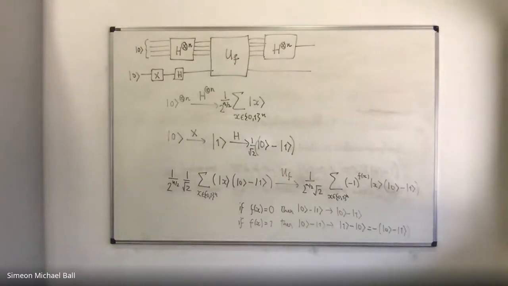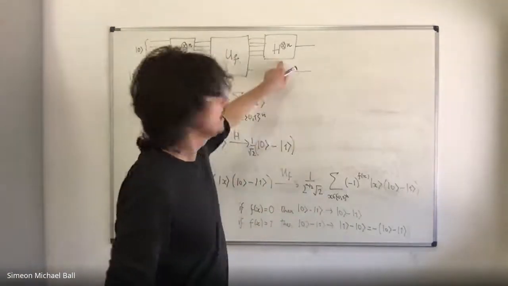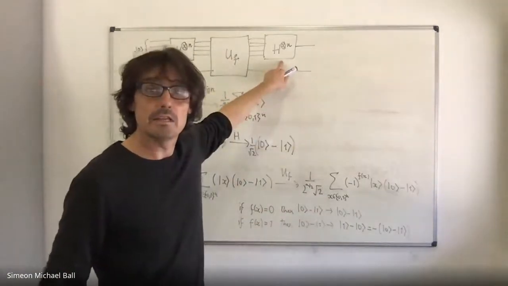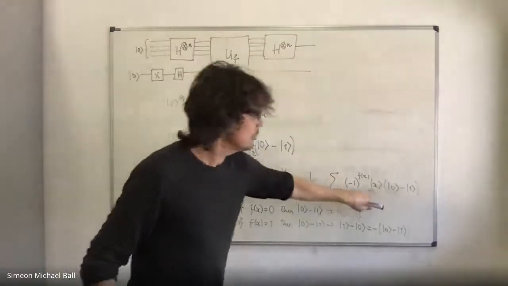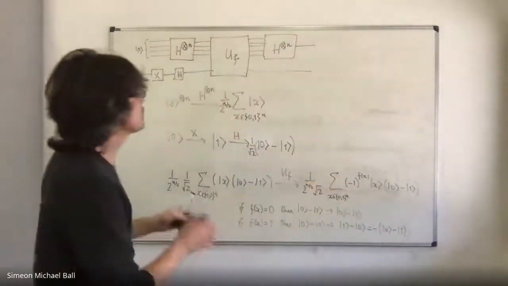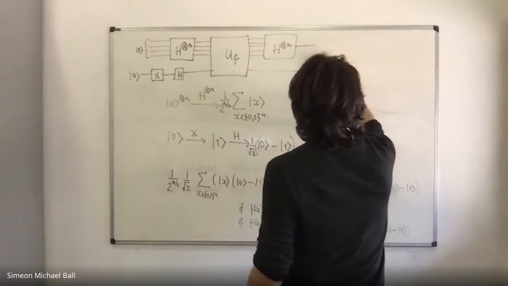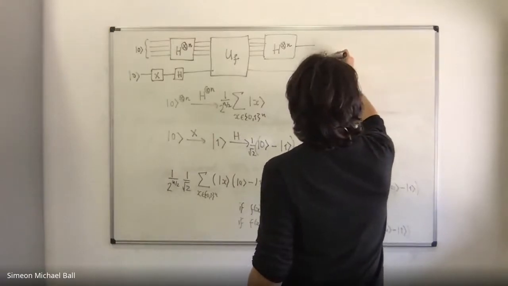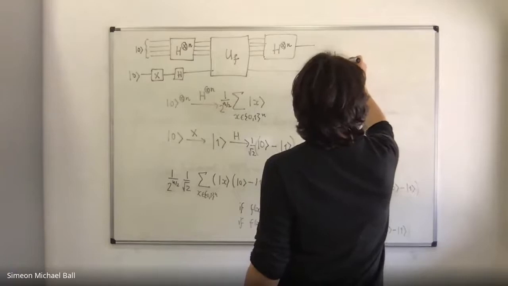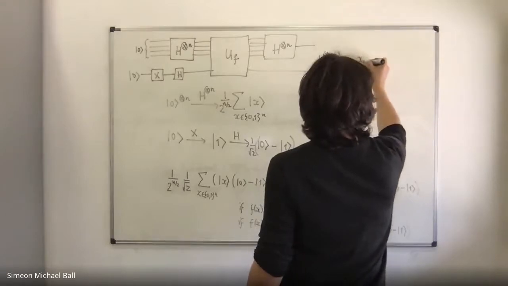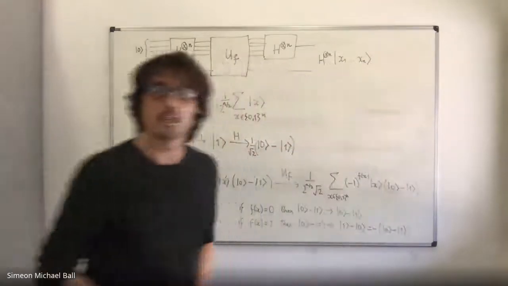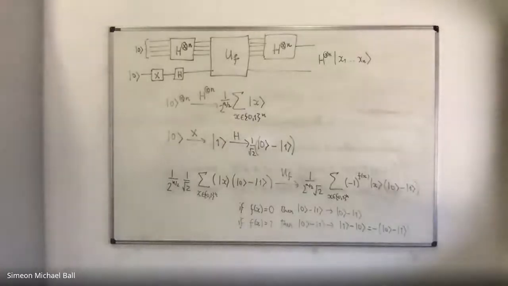Now, let me just take this out, because what we're going to do now is apply the Hadamard tensor product n to this x here. So let's just do that apart. So how would that be? So H tensor n to x1 up to xn, so writing it out as the binary string.